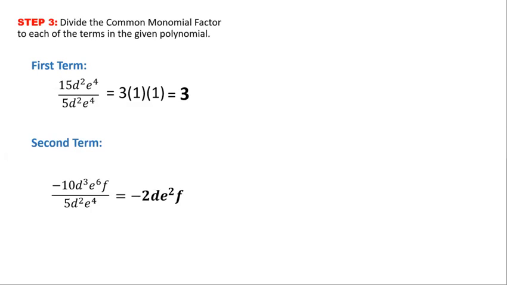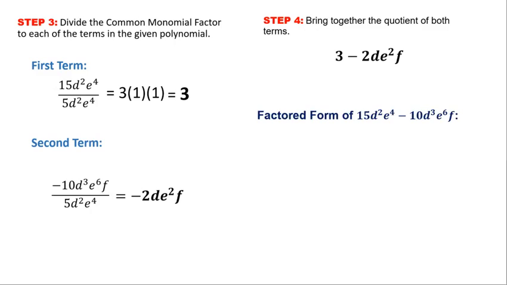That is what we get when we divide our common monomial factor into all the terms of our given polynomial. And now, the last step, bring together the quotient of both terms. We have 3 minus 2d e squared f. And we attach it to our common monomial factor.